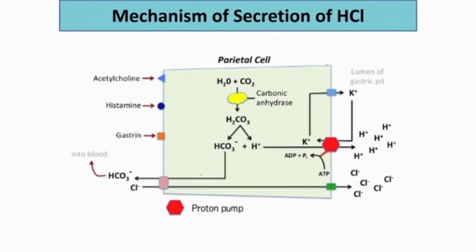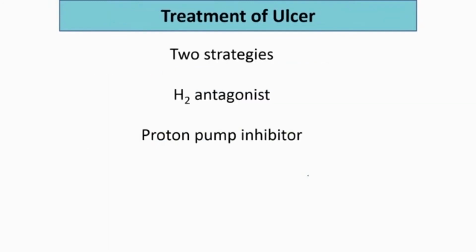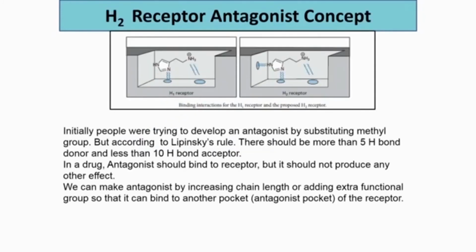I told you about the source of HCl, and what happens in the parietal cells. Now, two strategies for antacid. One is for managing hyperacidity, the H2 antagonist, and another is the proton pump inhibitor. How was the H2 antagonist discovered? When initially nothing was known, they thought that there could be some receptor.